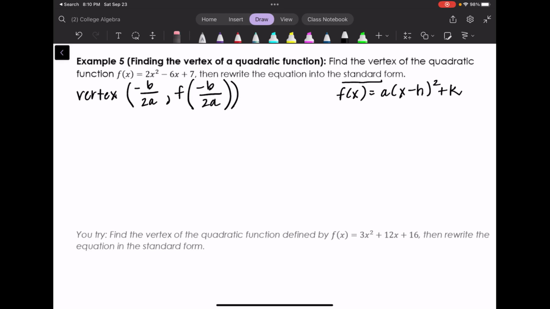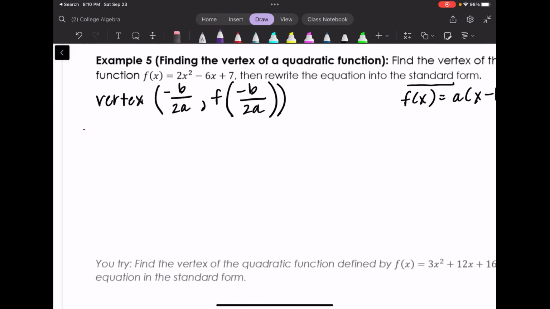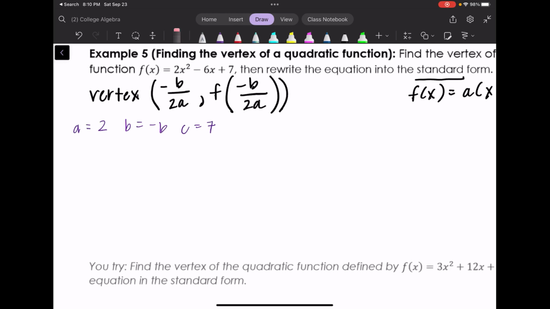All right, so if we're looking here, I really like to write these things out. Maybe this won't be helpful for you, but I do find it helpful. A is 2, B is -6, and C is 7. And so now it's just a matter of me plugging it into this formula. So -b over 2a, -6 would be +6, divided by 2 times 2. So that'll be 6 over 4, which will be 3 over 2 for the x coordinate of the vertex.